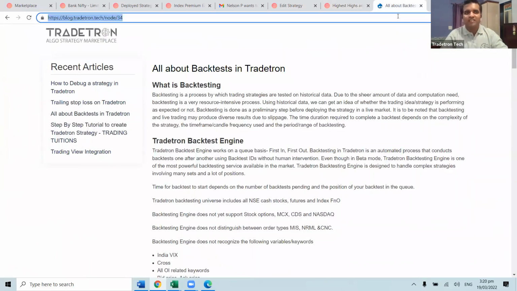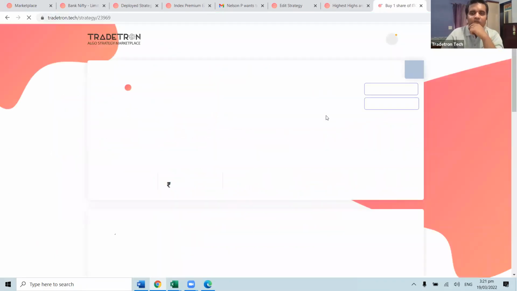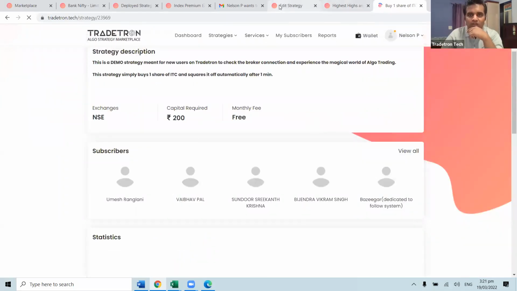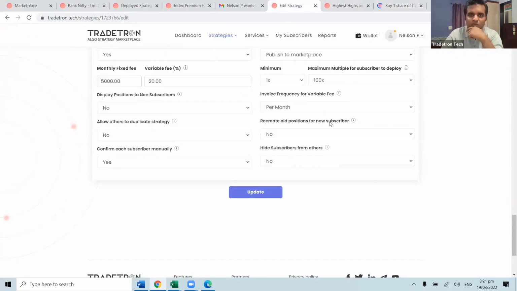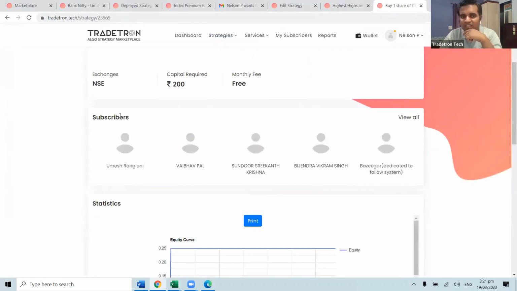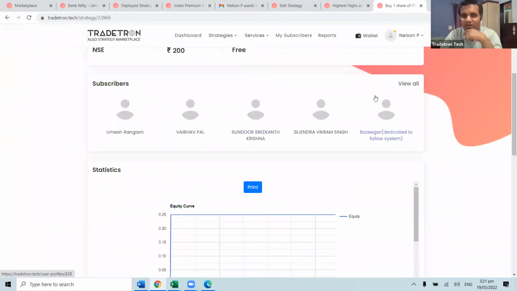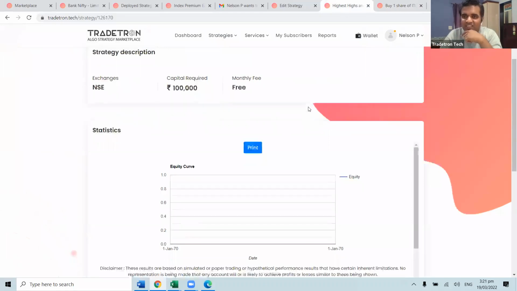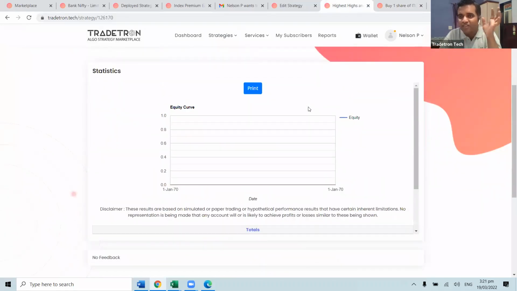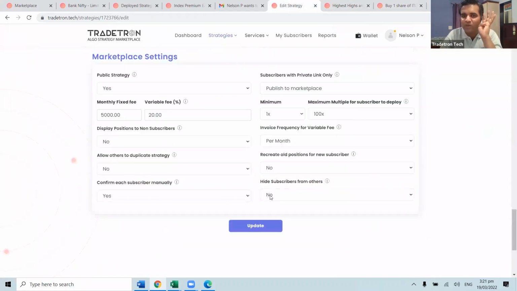But if you check the ITC strategy, over here, since when this ITC strategy was created, hide subscribers from others was published as no. So that's the reason why all the subscribers who have subscribed to this ITC strategy are visible over here. But for this strategy, the strategy creator has said that I don't want anyone to view who has subscribed to this strategy. So in that case, you can restrict that from here. I hope this is clear.